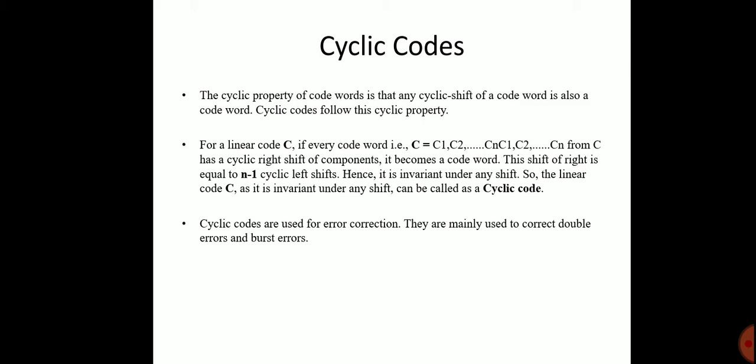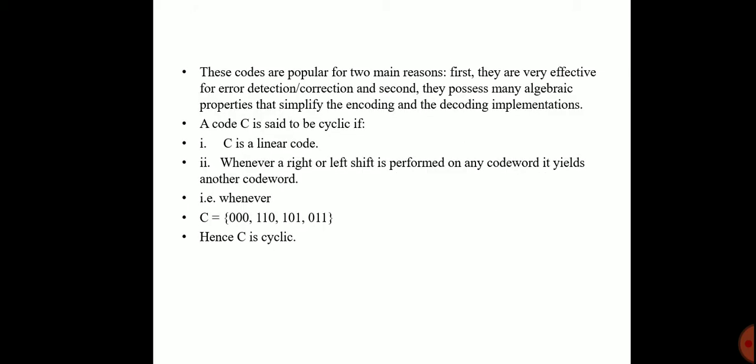The cyclic codes are used for error correction. They are mainly used to correct double errors and burst errors. Now, the second point: these codes are popular for two main reasons. First, they are very effective for error detection and correction, and second, they possess many algebraic properties that simplify the encoding and decoding implementations.